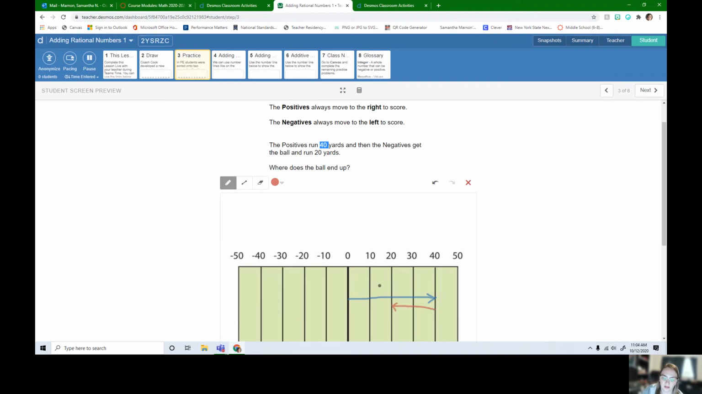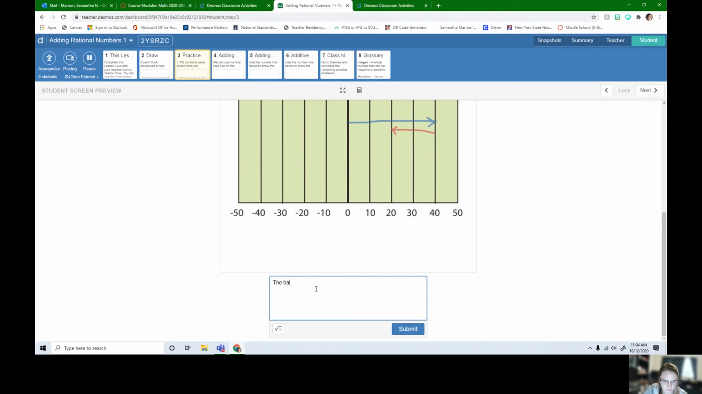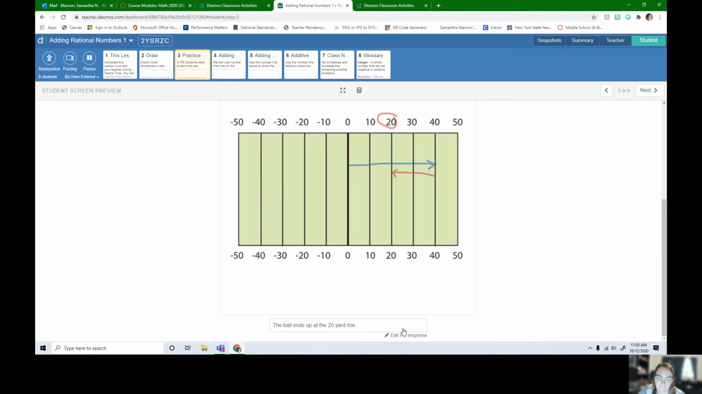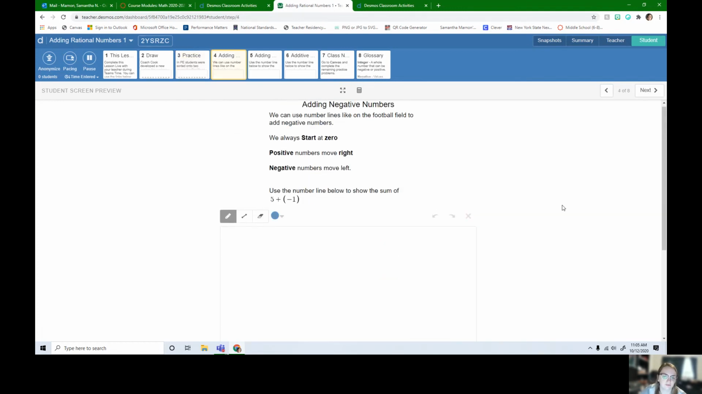Where does the ball end up? This is the 20-yard line. So we put the ball ends up at the 20-yard line. Hit next, we're on slide 4.